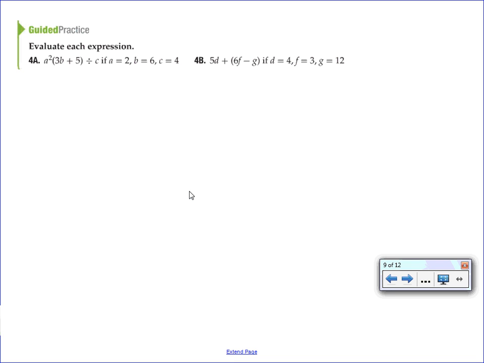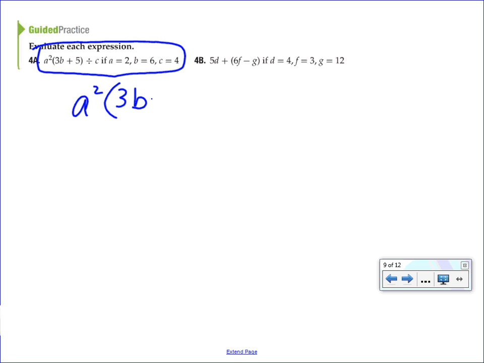Okay, the last thing we're going to look at, well, except for a word problem, is evaluating an algebraic expression. So we have a squared, parentheses, 3b plus 5 divided by c. And we know that a equals 2, b equals 6, and c equals 4. So we'll substitute in the values for the variables and then evaluate the expression.